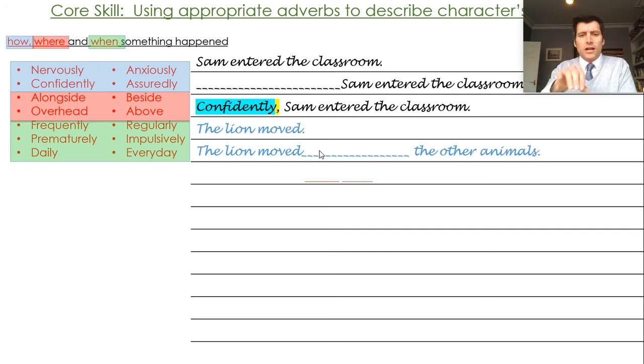animals. So rather than the lion moved and then I'm going to affect the manner, I'm going to think about where he goes. The lion moved. So one of those words which is a where adverb. So alongside, beside, overhead, or above. Which am I going to think about?